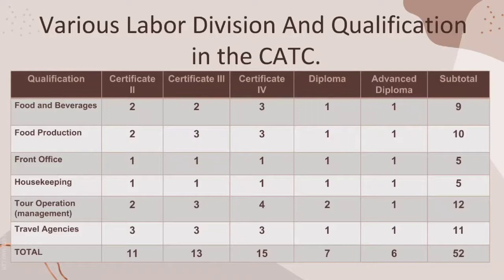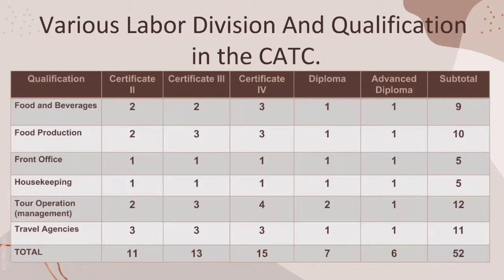Various labor division and qualification in the CATC. Based on the CATC, there are 6 secondary labor divisions, which are food and beverages, food production, front office, housekeeping, tour operation, and travel agencies. Every qualification has levels like certificate 2 to 4, diploma, and advanced diploma.